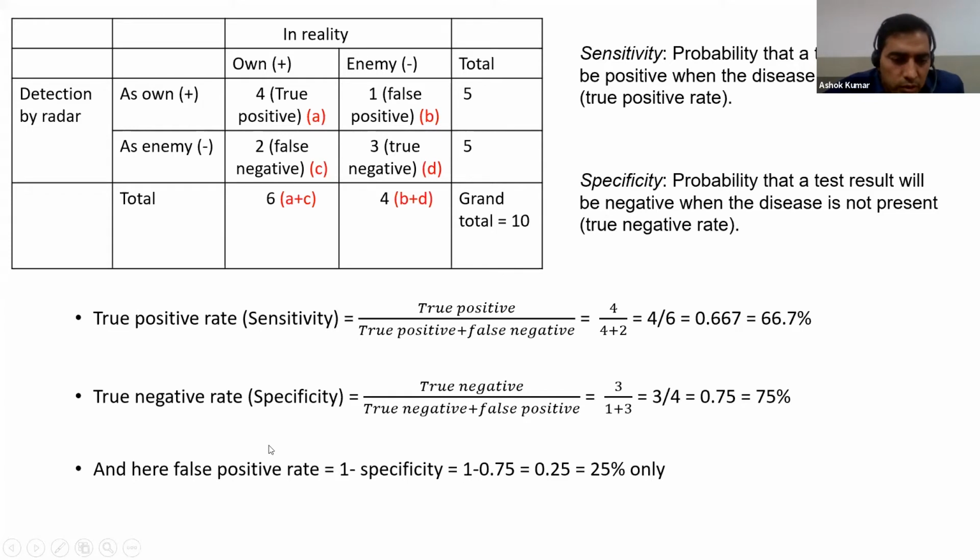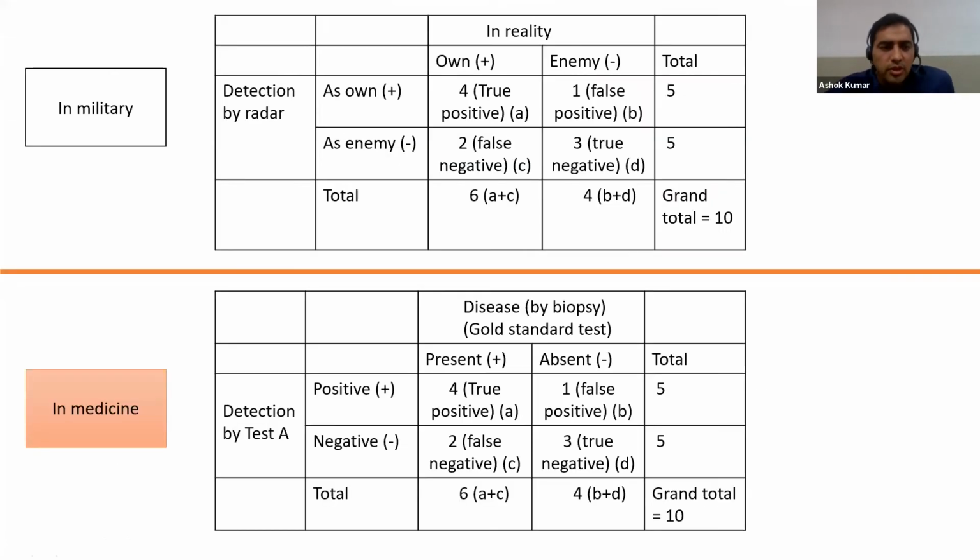So what do we mean by false positive rate? Simple. False positive rate is 1 minus specificity. So specificity is 0.75. 1 minus 0.75, that is only a 25% false positive rate of this radar. These are hypothetical data. So in military or in medicine, we can compare it. Yeah, it's very easy.